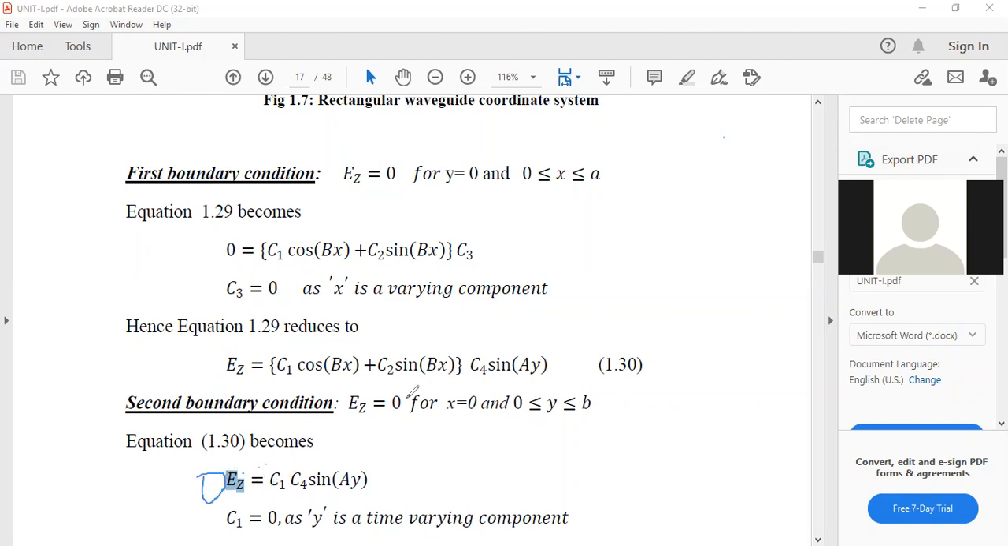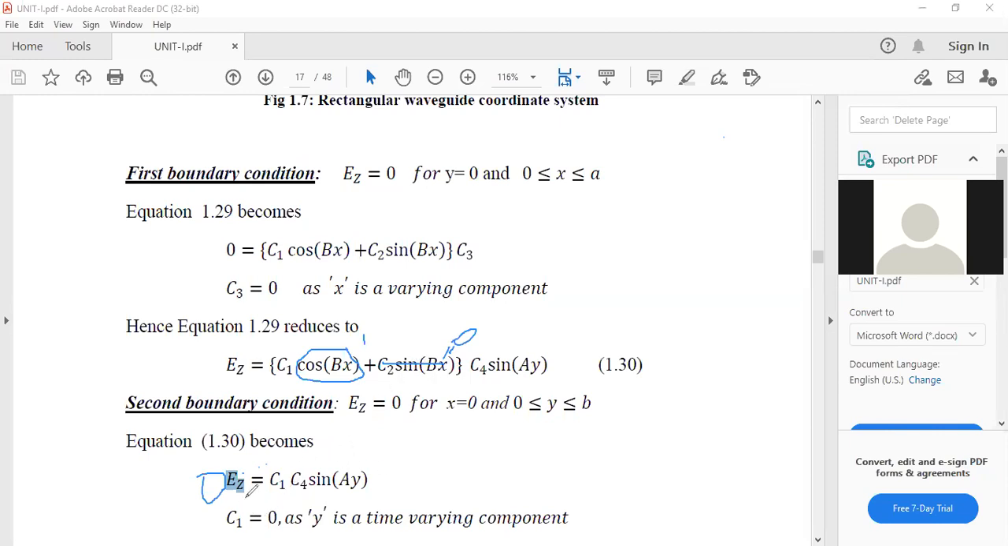So 0 is equal to, substituting these things in the above equation, x equal to 0. What about cos 0? The cos 0 is 1, so we have C1 plus, for x equal to 0, sin 0 is 0. That means this C2 term is not there. Now C4 is in terms of y only, so we are not substituting here. C4 sin Ay, so this is 1 and this is 0, because sin 0 is 0.